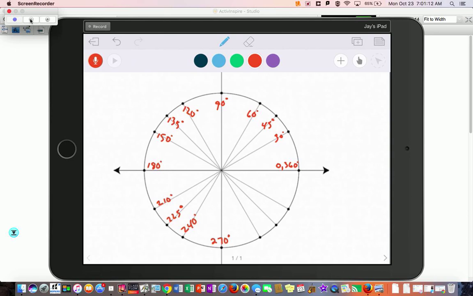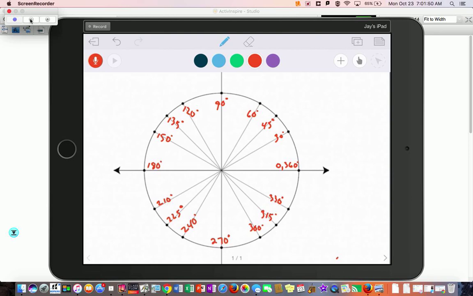Now, when I move to the fourth quadrant, I have to work from the x-axis, and so I would have to subtract, go in the negative direction. Remember, positive x-axis, if you go down and around, that's negative. So we're going to be subtracting here. If I subtract 30 from 360, I get 330. If I subtract 45, I get 315. And if I subtract 60, I get 300 degrees. So those are the angles, and typically students are fairly comfortable with those.